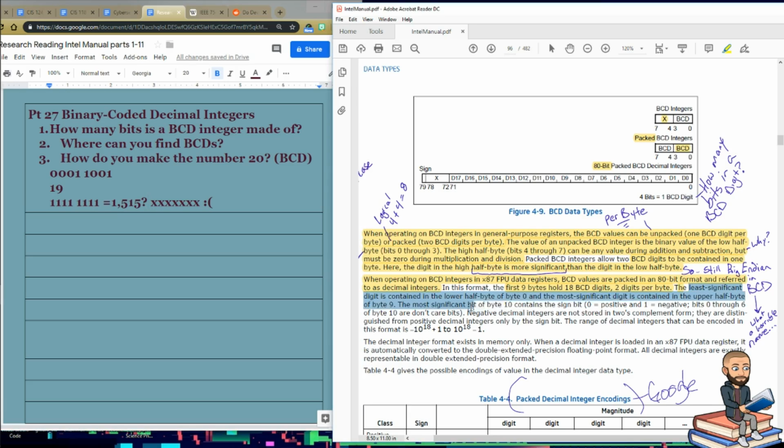The least significant digit is contained in the lower half byte of byte 0, and the most significant digit is contained in the upper half of byte 9. Man, they are repeating themselves right there, I think. Where's the editor for this?